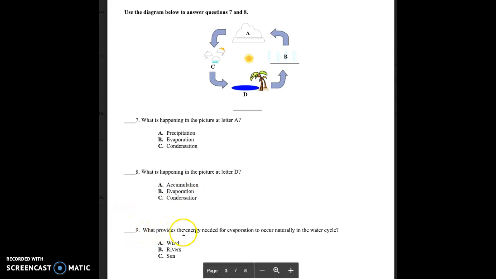Number 9. What provides the energy needed for evaporation to occur naturally in the water cycle? A. Wind. B. Rivers. C. Sun.